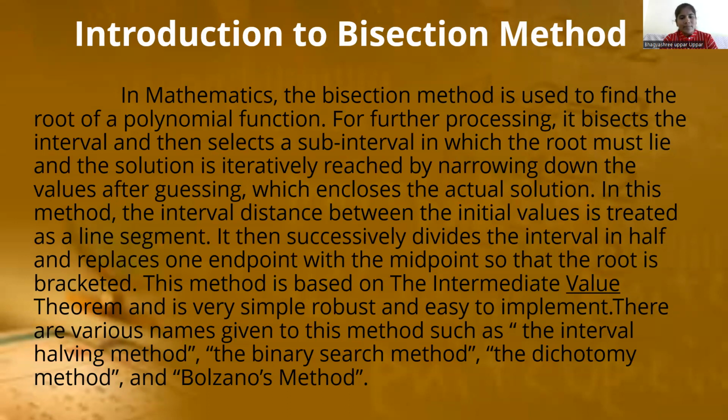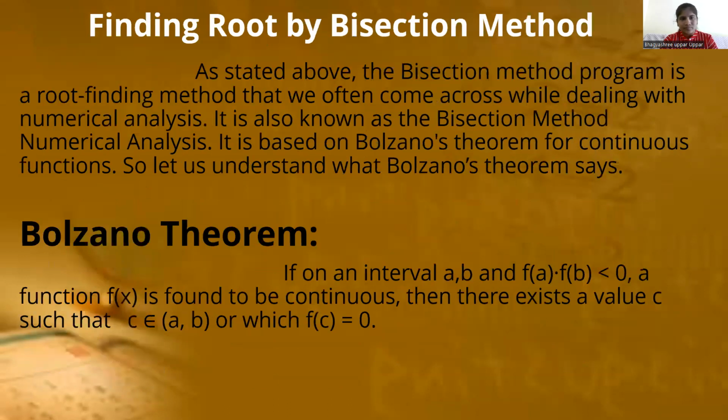There are various names given to this method, such as the interval halving method, the binary search method, the dichotomy method, and Bolzano's method. Finding root by bisection method. As stated above, the bisection program is a root finding method that we often come across while dealing with numerical analysis. It is also known as the bisection method, numerical analysis. It is based on Bolzano's theorem for continuous function.